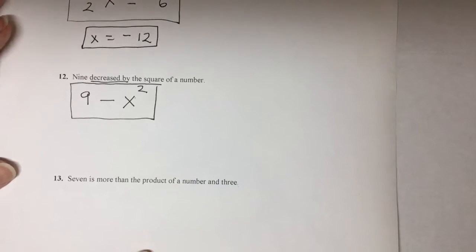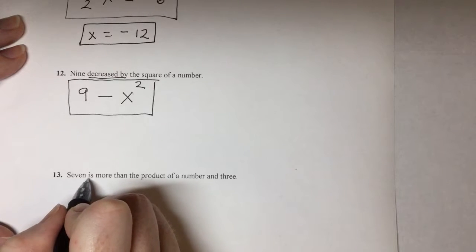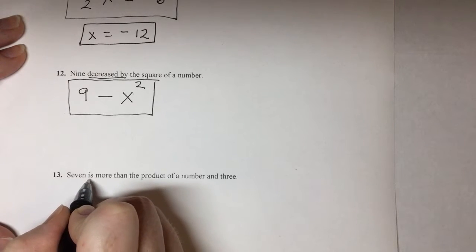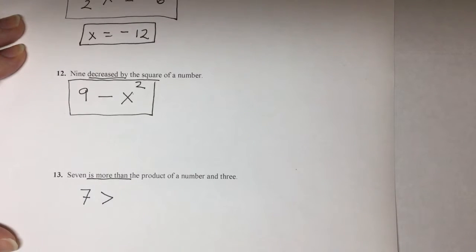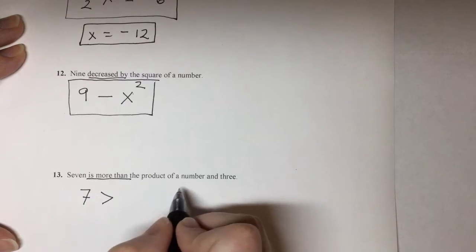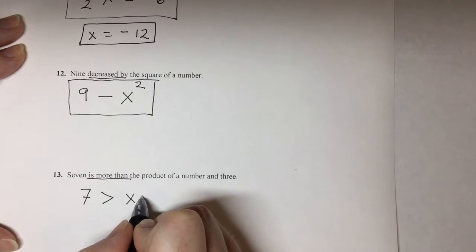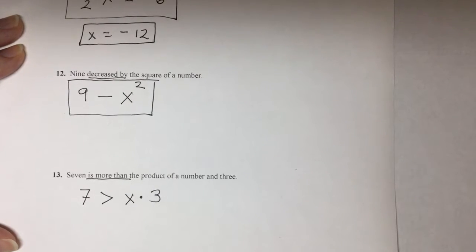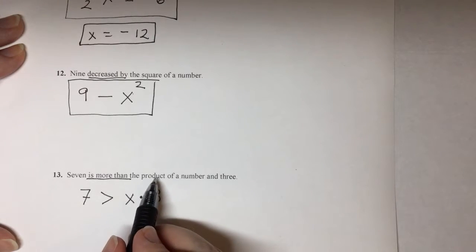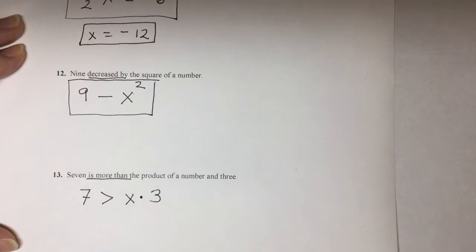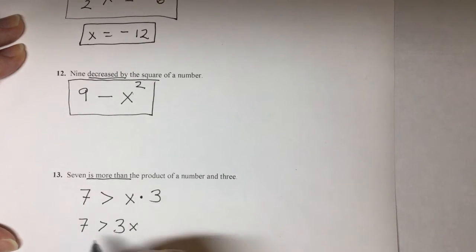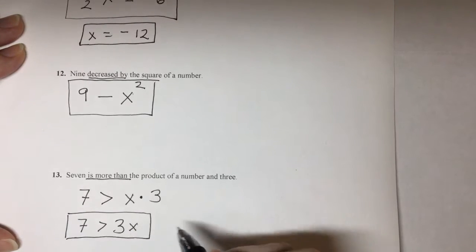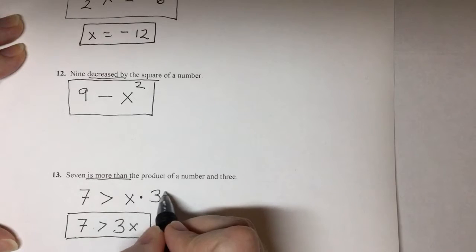With 13, 7 is more than. Now, if it were just more than, that would be addition. But because we have the is, 7 is more than, that makes it an inequality. 7 is more than the product is multiplication, of a number and 3. Here I am using the dot because in direct translation I've got my number and 3, just going in that order. Rewriting it, I'd say 7 is greater than 3x. And that would be okay for your answer. So would this.